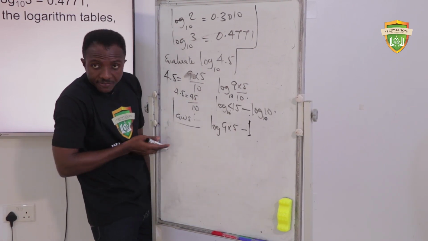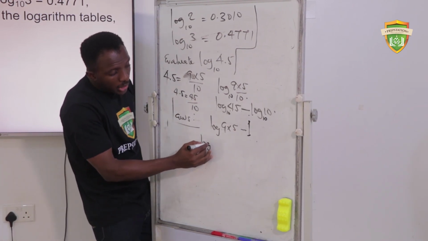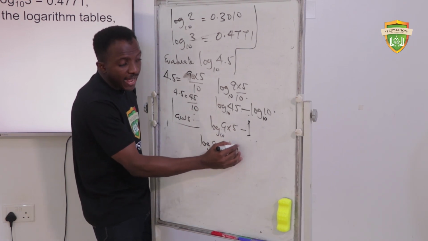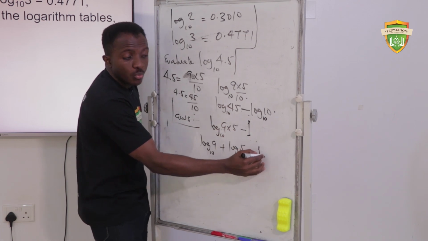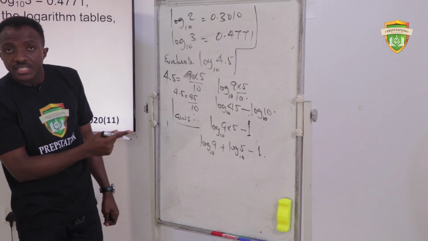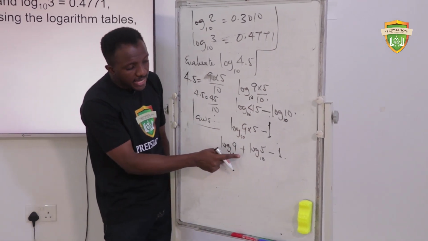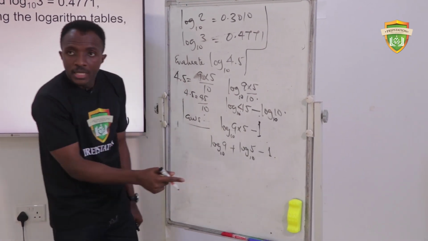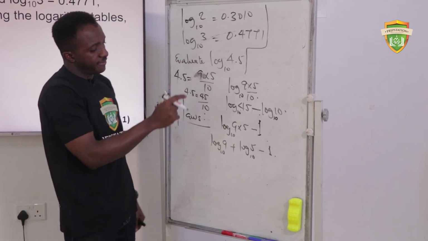So, if you look at the first law, this would be log 9 to base 10 plus log 5 to base 10 minus 1. I'm sure this is clear. Log 9 to base 10 plus log 5 to base 10 minus 1. Now, but we don't have log 5.